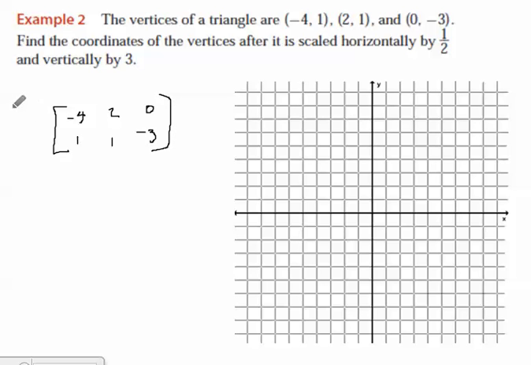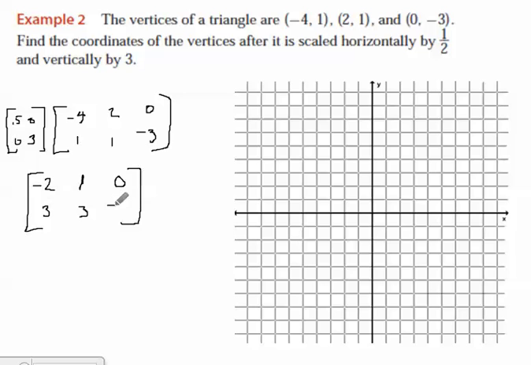We're going to have different scale factors for my x and my y. So I'm going to do the horizontal by 1/2, 0.5, and I'm going to do the vertical by 3. So when I multiply these together, 1/2 times that one is going to give me a -2 plus 0, so that's going to be a -2. 1/2 times 2 is going to give me a 1, and 0 times 1 is still going to give me that 1. So that's going to give me a 0. This will be a 3, this will be a 3, and this will be a -9.